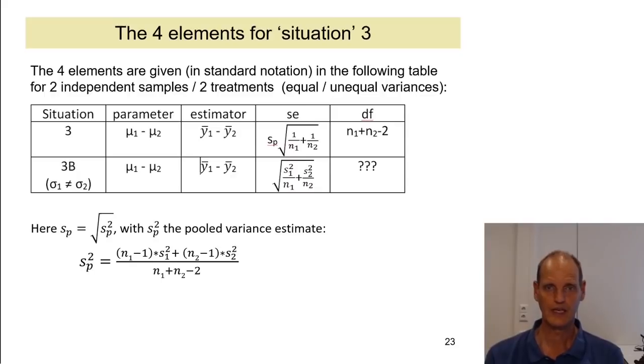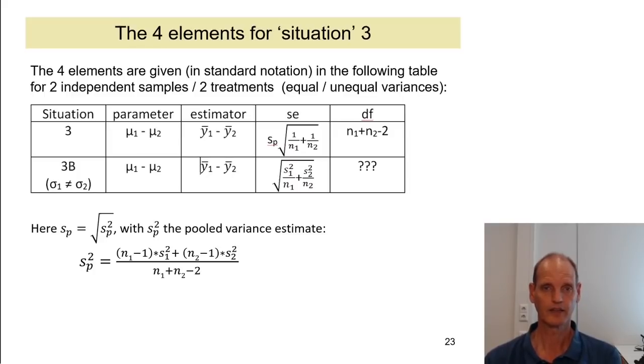SP is the square root of SP squared, and SP squared is the pooled variance estimate. It's a weighted average of S1 squared and S2 squared, and the weights are the degrees of freedom in each of the samples. So it's (n1 minus 1) times S1 squared plus (n2 minus 1) times S2 squared, divided by n1 plus n2 minus 2. And the degrees of freedom that applies to the t-distribution is n1 plus n2 minus 2.